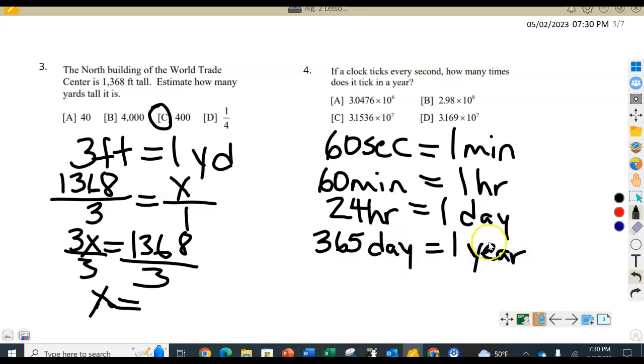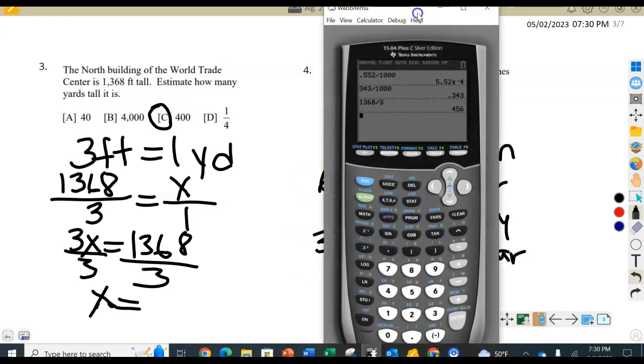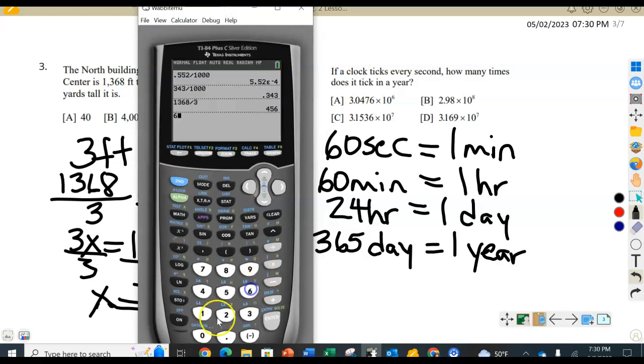If a clock ticks every second, how many times does it tick in a year? We can see that these are all in scientific notation, but first we just need to see what we get. All we have to do is multiply 60 times 60 times 24 times 365, because all these are in units of 1. If we multiply these together, we are going to get our answer. But again, we're going to have to convert it to scientific notation. So 60 times 60 times 24 times 365.